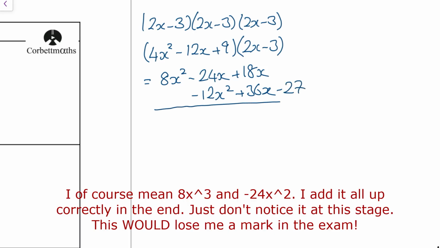And let's carefully add all this up. So that's going to give me 8x cubed. Minus 24 minus 12 is going to give me minus 36x squared. And 18 and 36, now I'm going to check that to make sure I don't get it wrong, is going to give me 54x minus 27. So that's the first bit done.